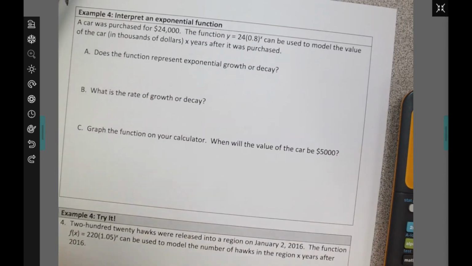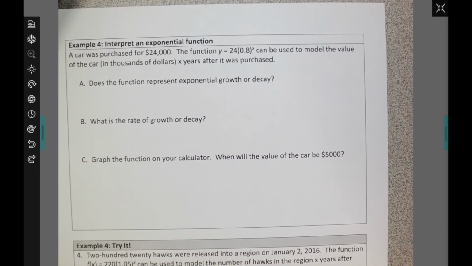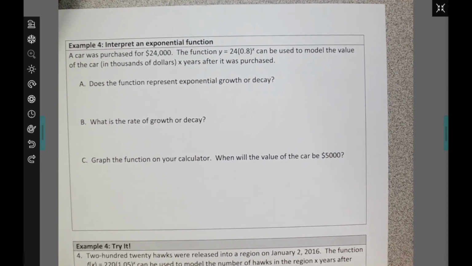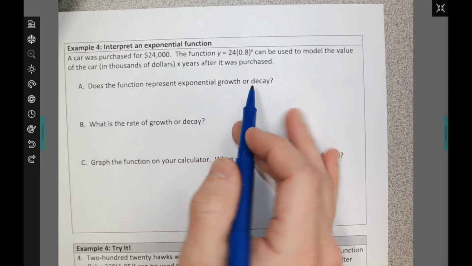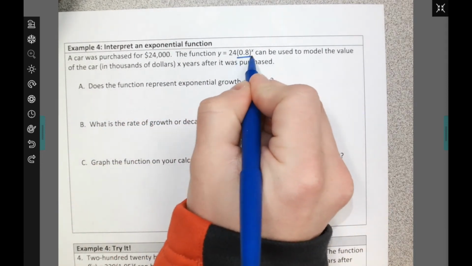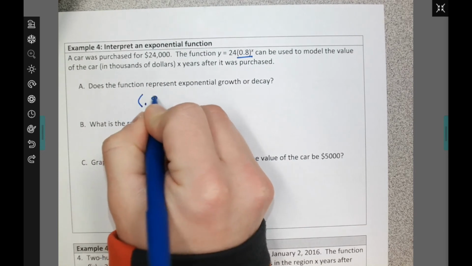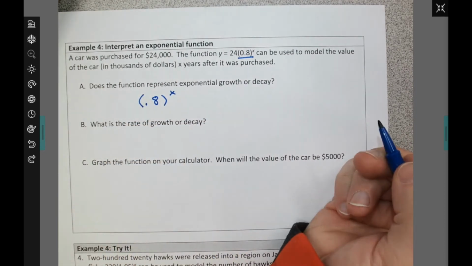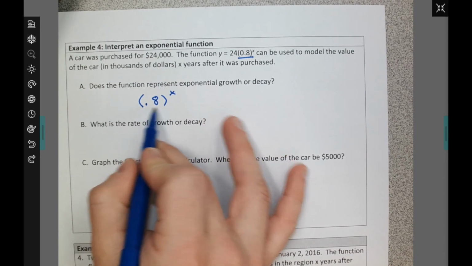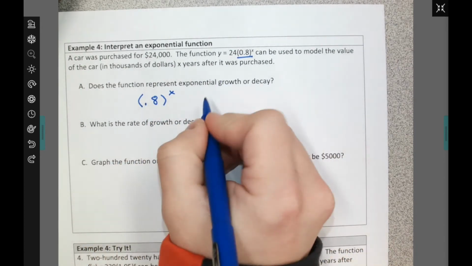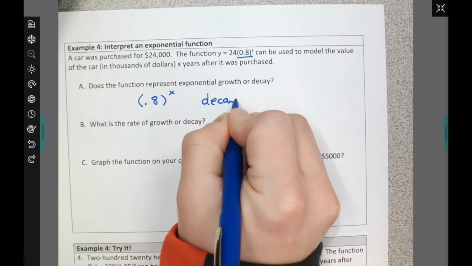All right. Last example we have in 6.1 is example 4. So you've got a car purchased for $24,000. They give you the function right there. They say it can be used to model the value in thousands of dollars x years after the purchase. First thing you want to know is whether it's growth or decay. You always focus inside the parentheses. My parentheses is 0.8 to the x power. Any decimal less than 1 on the inside is going to be decay. So this problem is a decay.